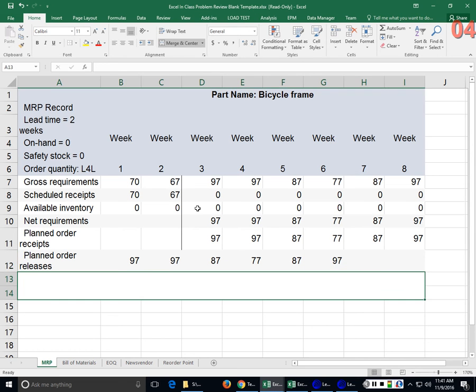Are there any questions about this basic MRP record? No, you don't have 9 or 10, so you can't do those 2.